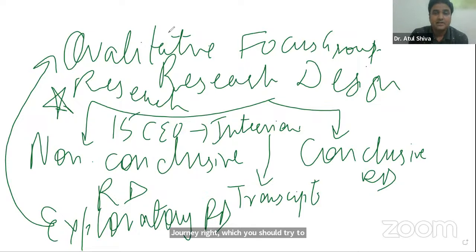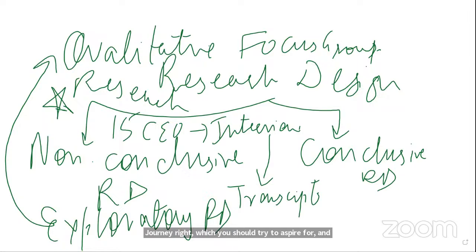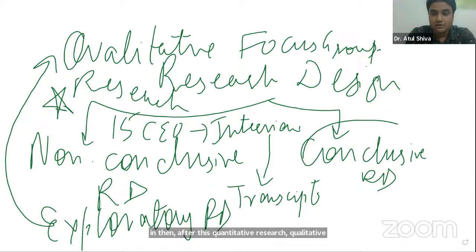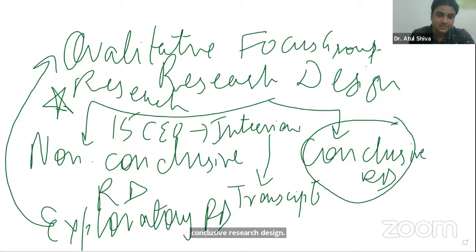And then after this qualitative research, you can think of opening the door of conclusive research design. In conclusive research design, we primarily go for quantitative research. So with non-conclusive, you open exploratory research design when the variables are not fully explored or theories are less available, and you can think of how and why this phenomenon has been evolving in present times.